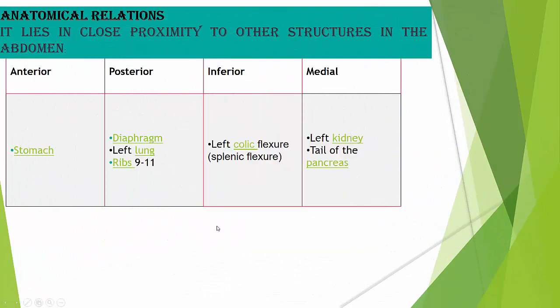Anatomical relation of the spleen is that anteriorly the stomach is present, posteriorly the diaphragm, left lung, 9th, 10th and 11th ribs, while inferiorly is the left colic flexure. What the left colic flexure is will be discussed later on. Medially is the left kidney and tail of the pancreas.